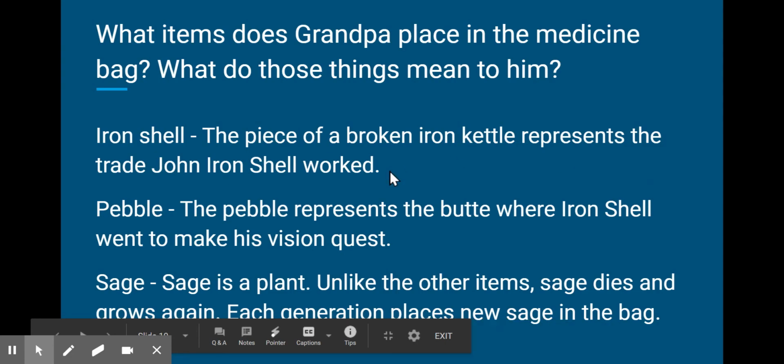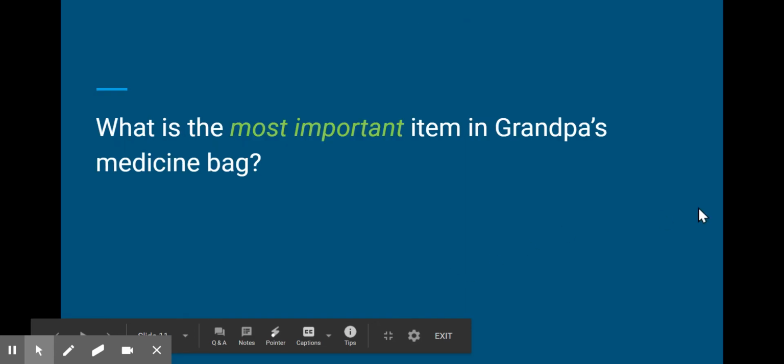Now that we know what each item inside the bag means, I want to ask you another question. And that question is going to be the subject of a sample essay that we're going to kind of write together, or at least I'm going to walk you through. The question is, what's the most important item in Grandpa's medicine bag?